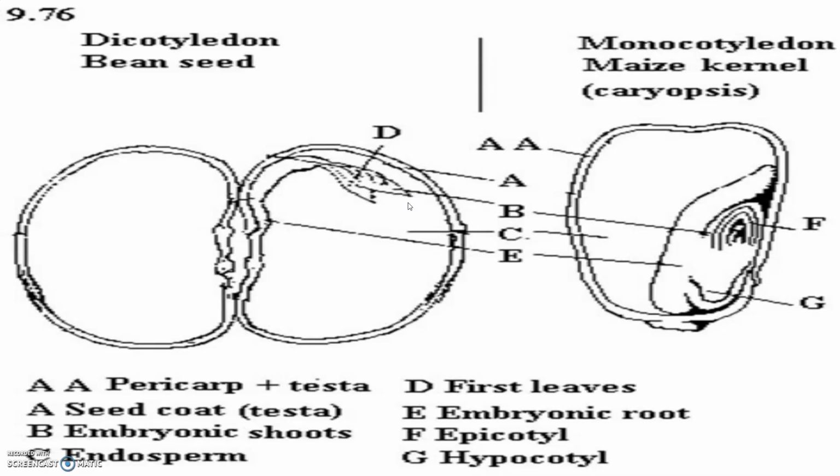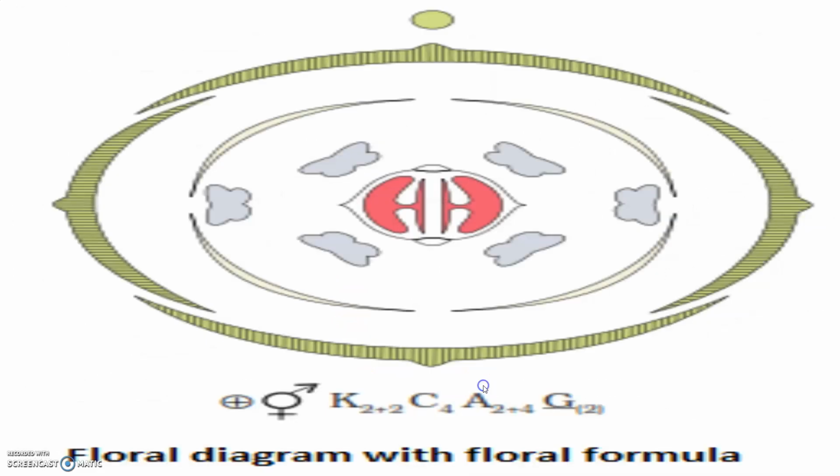In some seeds such as castor, the endosperm formed as a result of the double fertilization is a food storing tissue, and in plants such as bean, gram and pea, the endosperm is not present in mature seeds, and such seeds are called non-endospermous seeds.